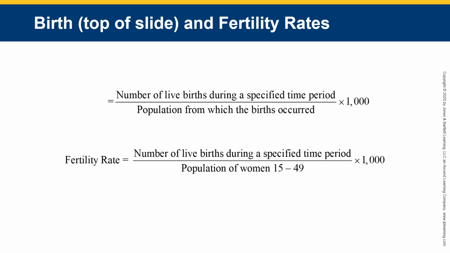And here is fertility rates and birth rates. You take the number of live births during a specific period and divide it by the population from which the birth occurred and multiply it by 1,000. The fertility rate equals the number of live births during a specific time period divided by the population of women 15 to 49 times 1,000. So you need to know algebra to be able to do that.